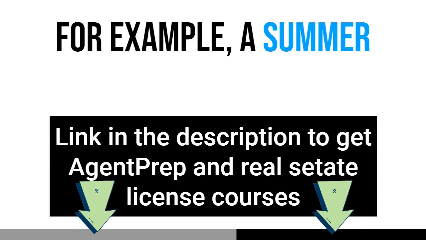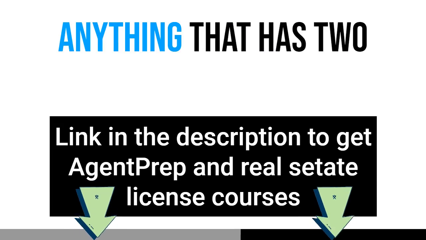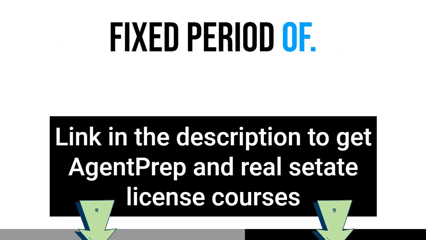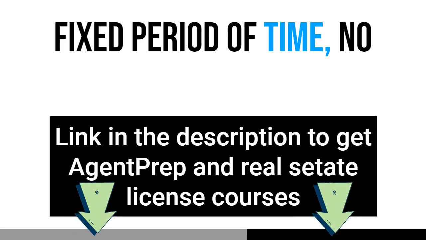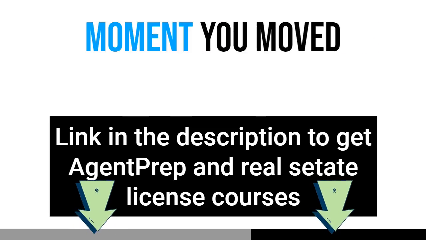For example, a summer rental from Memorial Day to Labor Day weekend would be an estate for years, or anything that has two dates attached to it is an estate for years. Because it's a fixed period of time, no notice of termination is needed, as the notice of termination was given the moment you moved in.